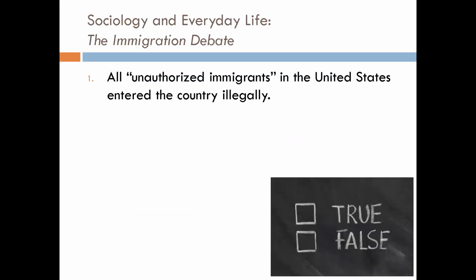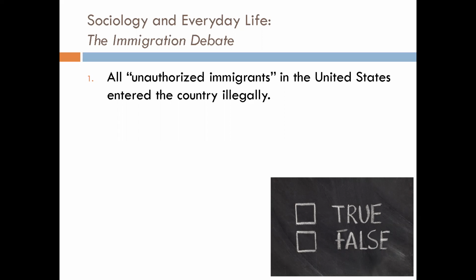Again, we have 8 questions in the general topic of sociology and everyday life. In each chapter, we have a specific second title related to the discussions in that chapter. In this chapter, we are talking about population, so our second title is the immigration debate.